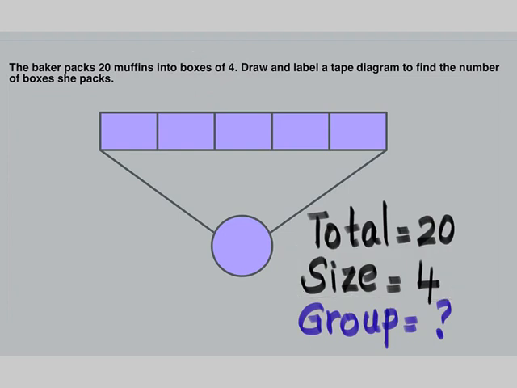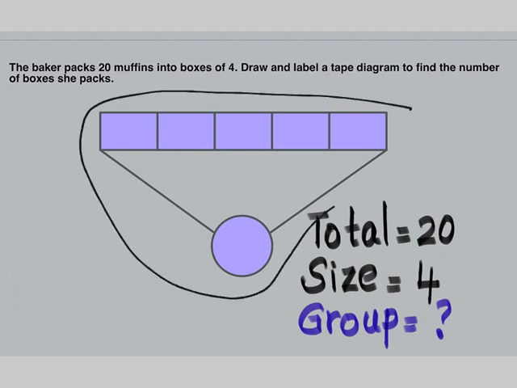What we have to find here is how many boxes of muffins were made out of those 20 muffins. That means we have to find how many groups or boxes. So what we don't know is the number of groups. That is an unknown. The first step is to draw a tape diagram. I have shown a tape diagram.